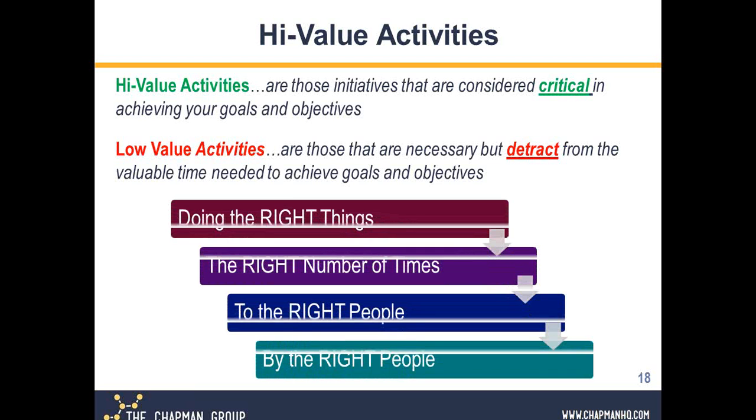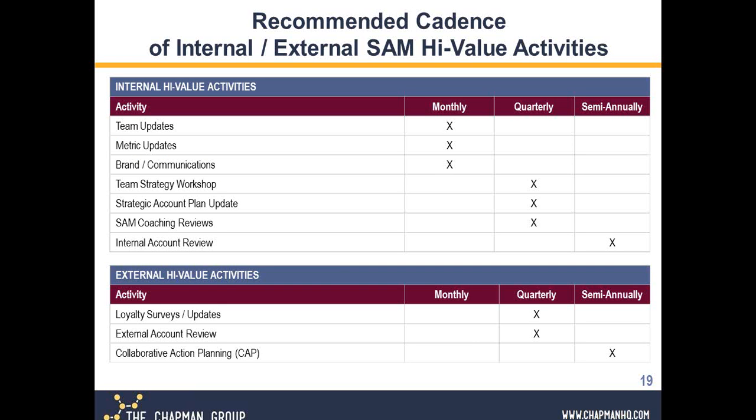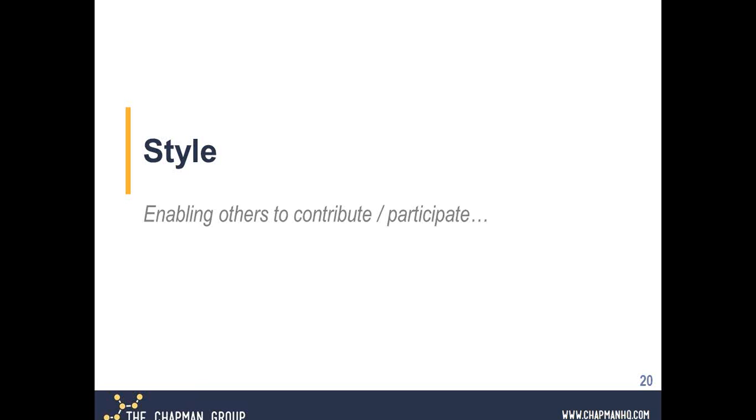Because there is a cadence, a recommended cadence, both internally and externally, that a strategic account manager needs to work both towards as well as with. And these are some of their high-value activities, as well as external high-value activities that need to be executed on a monthly, quarterly, or semi-annual basis. By the way, it's a good idea, and this is probably the biggest gap we see quite often in the hiring and selection of strategic account managers, to have the high-value activities actually spelled out specifically in a job description. That way, you can discuss those in the interviewing or selection process, and there's clarity around what's expected of the strategic account manager.